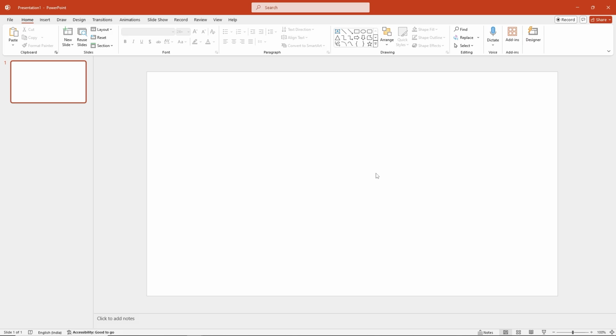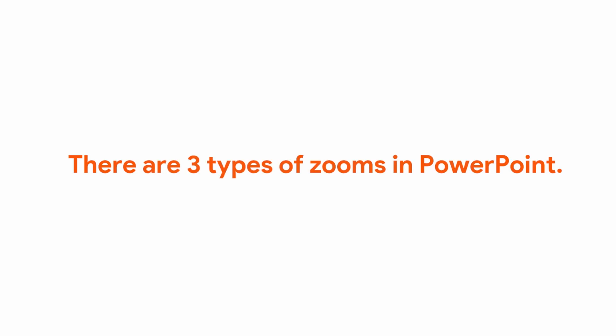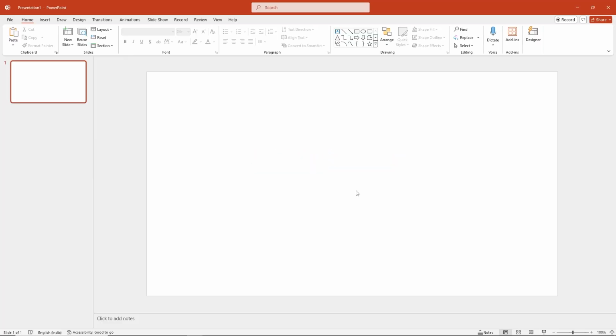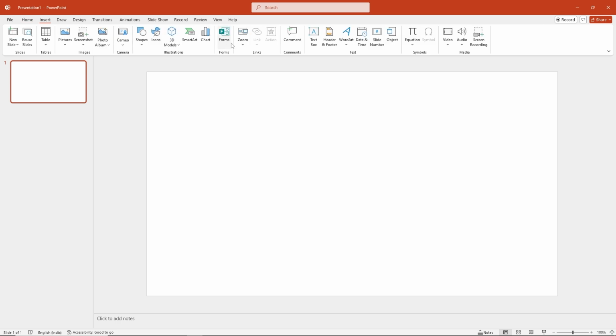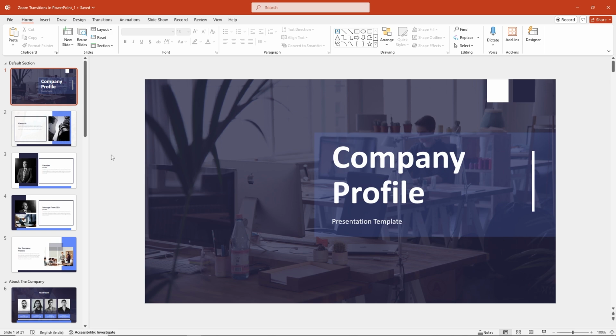Alright, let's begin. There are three types of zooms in PowerPoint: the summary, section, and slide zoom, which you can access by going to Insert and clicking on Zoom. Let's start with the summary zoom. But to really understand summary zooms, you will first need to understand what sections are.